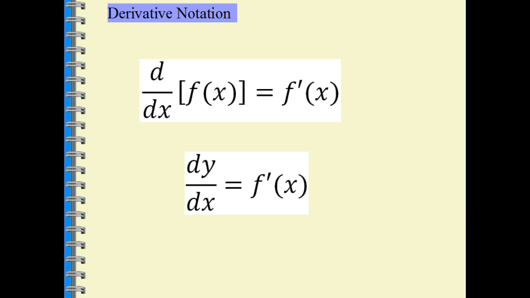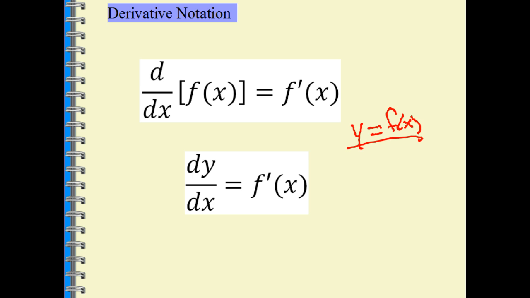When you see dy dx, assuming that y is equal to f of x, then dy dx is still simply f prime of x. So this is a notation we're going to use, the d dx, and we say it that way: d dx of f of x, or d f of x dx, gives us f prime. It just tells us we're taking the derivative. Same thing with dy dx. That's just taking the derivative of y, and in this case, if y is equal to f of x, it's f prime of x.